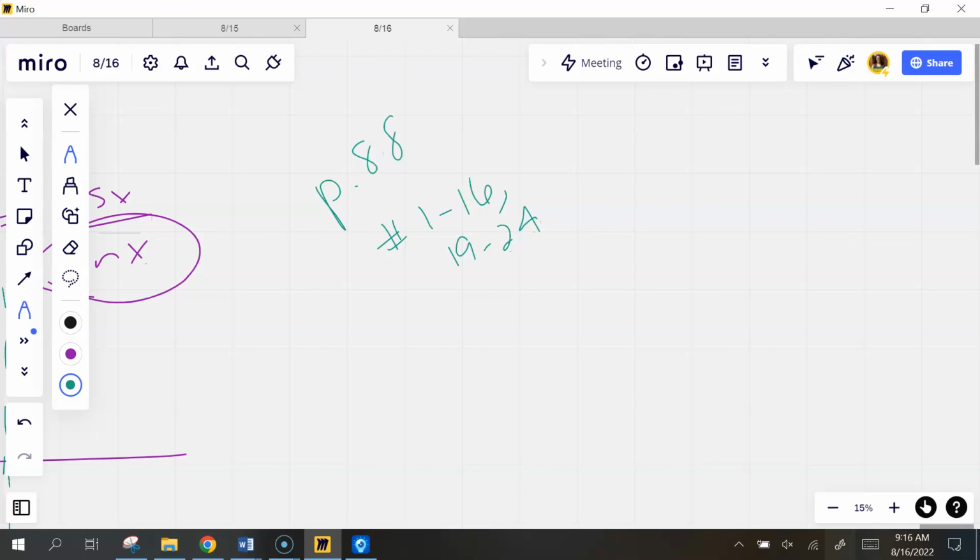What's the limit as you come in from the left? What's the limit as you come in from the right? Does the limit exist? Is it continuous? Yes or no? Why? That kind of thing. So it shouldn't take you too long. It shouldn't be too bad.